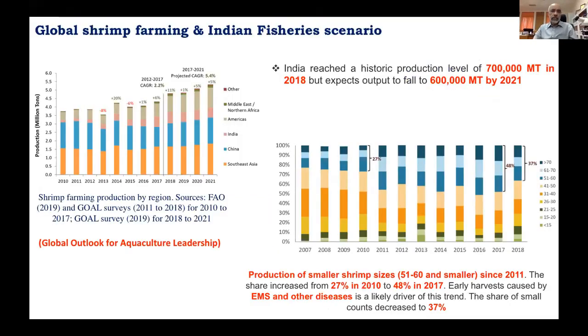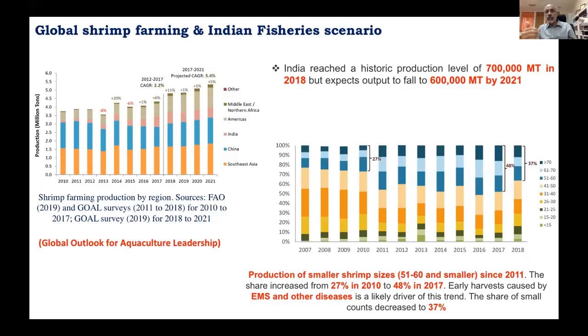I just want to draw your attention to this slide, where you can see that slow growth, or retarded growth, is not a new problem. It has been there since 2010. You can see 27% of the production was of smaller shrimp size, around 51 to 60 count. This has been affecting shrimp aquaculture in Asia especially. Over the period, from 27% in 2010, it grew to 48% in 2017, and then went a little bit down to 37% in 2018.